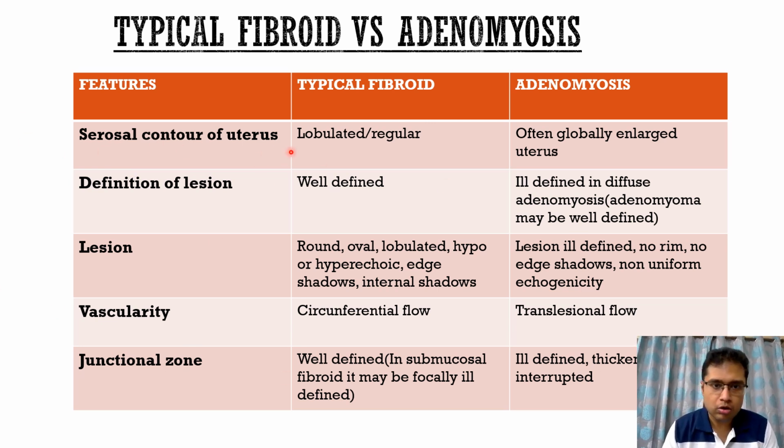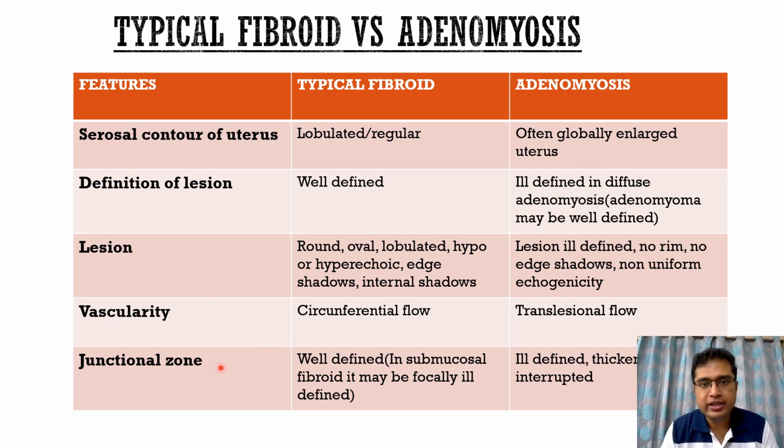The serosal contour of the uterus is lobulated or regular in case of a typical fibroid, while it is globally enlarged in case of adenomyosis. The definition of the lesion: the typical fibroid is very well defined, while adenomyosis is ill defined in case of diffuse adenomyosis. Adenomyoma may be well defined. The lesion is round, oval, lobulated, hypo or hyperechoic with internal shadows in case of typical fibroid, while the lesion is ill defined with no rim or edge shadows and non-uniform echogenicity in case of adenomyosis.